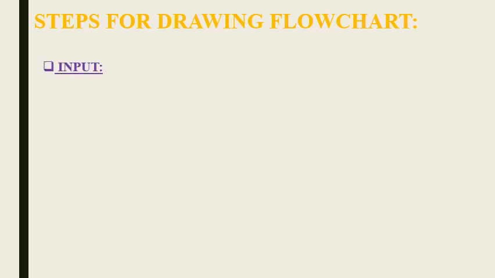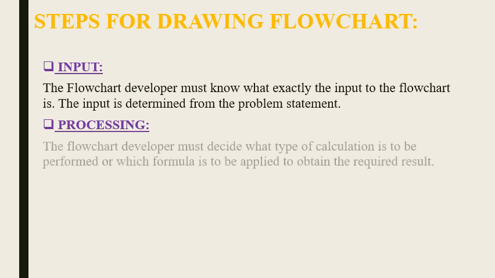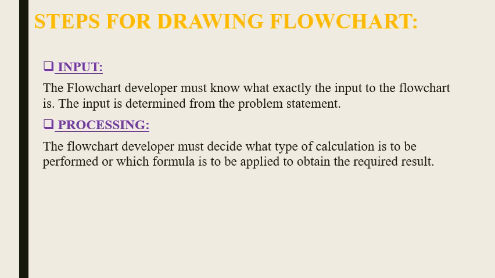Steps for drawing a flowchart. The first step is input. The flowchart developer must know what exactly the input to the flowchart is. The input is determined from the problem statement. And the next step is processing. The flowchart developer must decide what type of calculation is to be performed or which formula is to be applied to the required result.